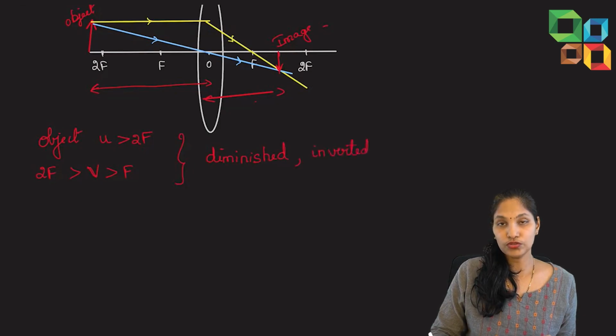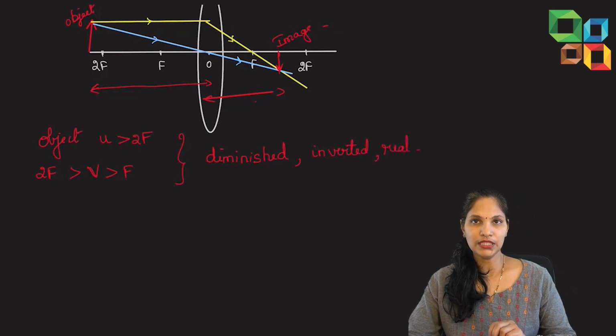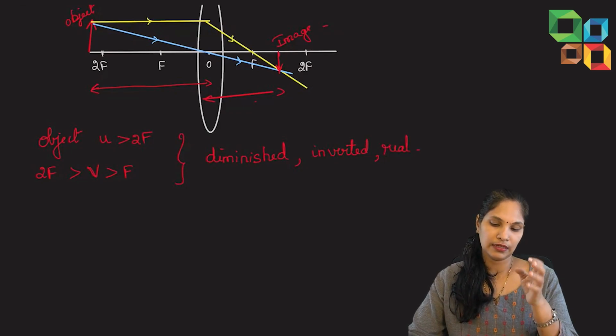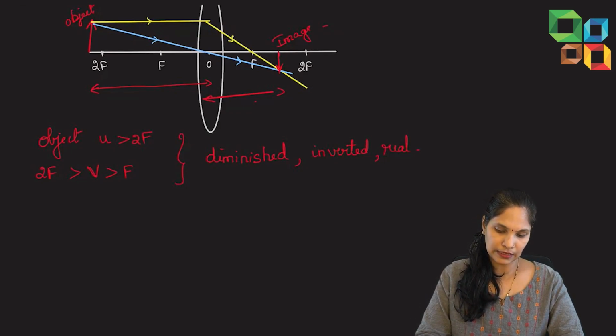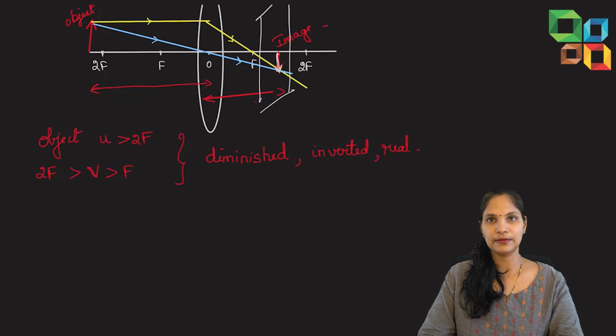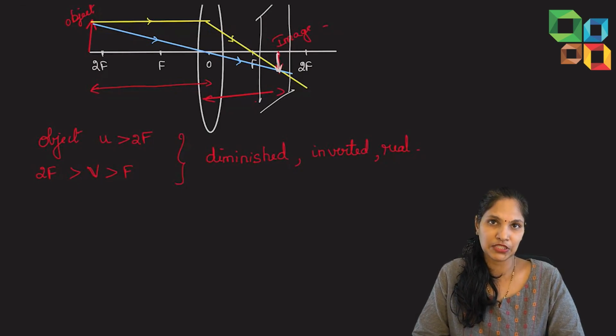Inverted. Usually inverted images are real. Real means you can catch it on a screen. Like if you bring a screen, a cardboard or something like that and keep it over here, this image, you will get it on that screen. Such images are called real images.